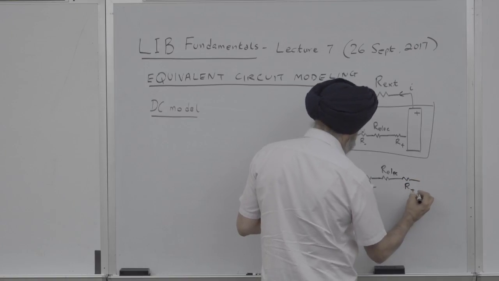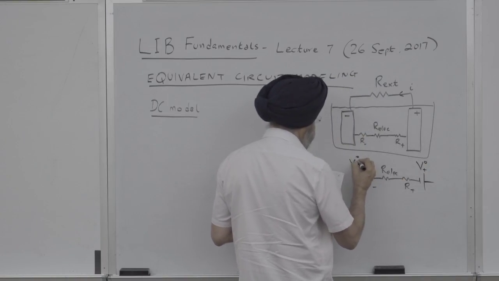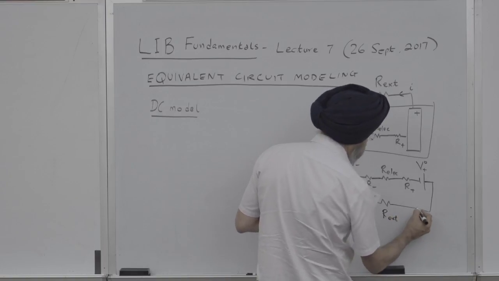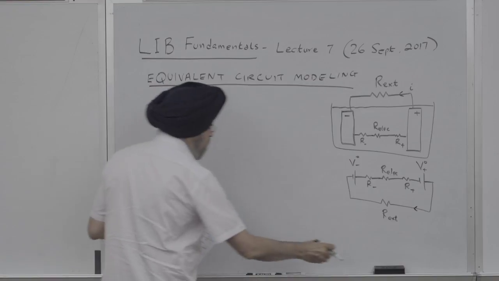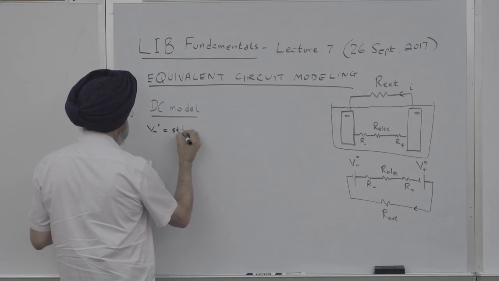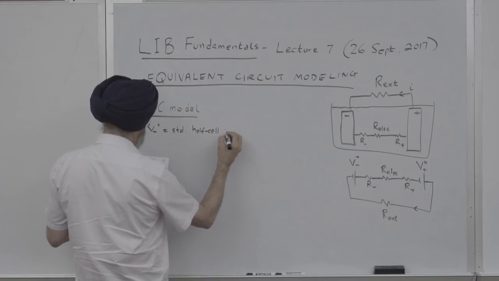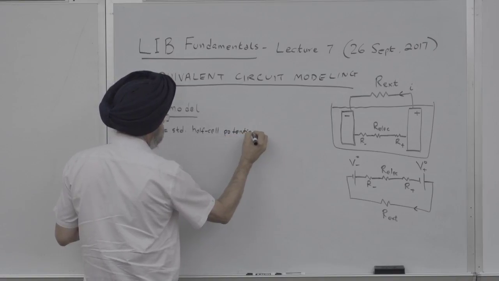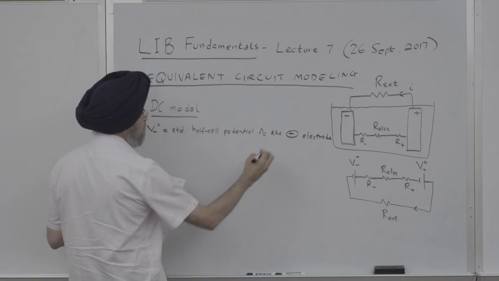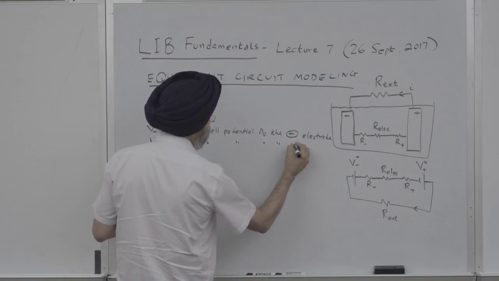R positive, and then, so this I can say is V plus 0, this is V minus 0, and then we have R external, and the current goes in that direction. So let's just write down V minus 0. So this would be the standard half cell potential of the negative electrode, which is graphite, and the V plus 0 is the standard half cell potential of the positive electrode.